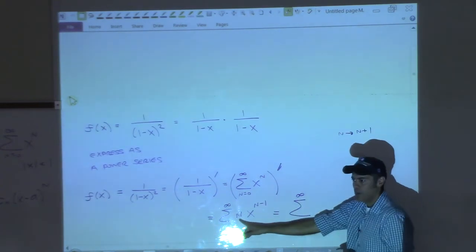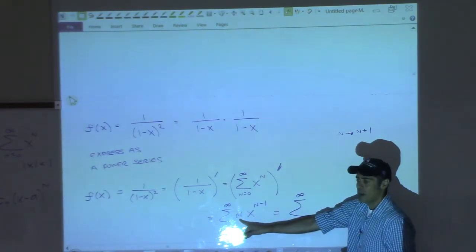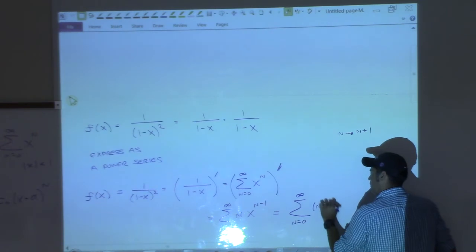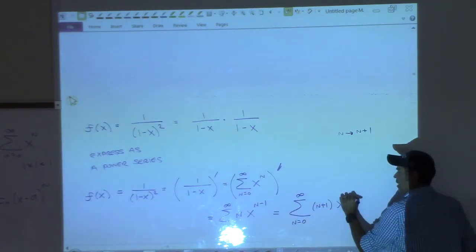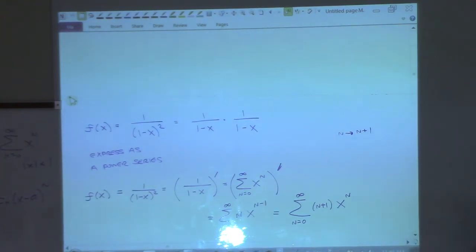If I replace that n with n minus 1, or n plus 1, I get n plus 1. And then x to the n plus 1 minus 1, which would give you n. There we go. That's a good looking power series right there.